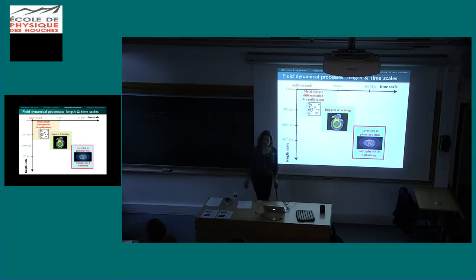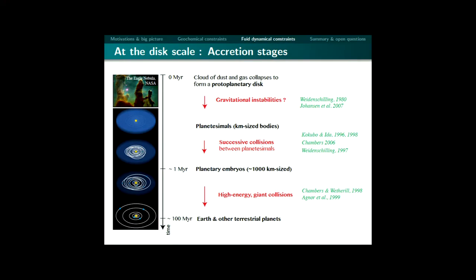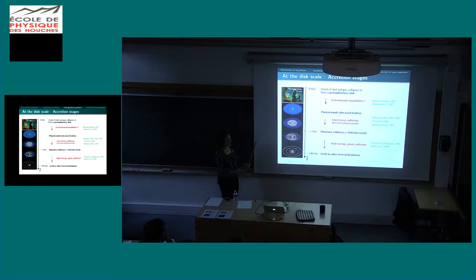Okay, so let's see what those processes are. So accretion. Here are the main stages of accretion at the scale of the disk. The cloud, the nebula, collapses into a disk. In the disk, the dust coalesces to form planetesimals, kilometer-sized objects. When you have formed kilometer-sized objects, gravitational interaction will be sufficient to induce collisions and merging between them. So you will grow planets that are bigger and bigger.